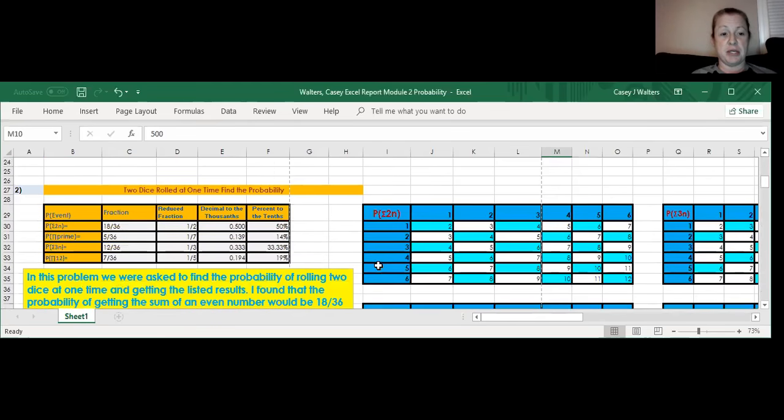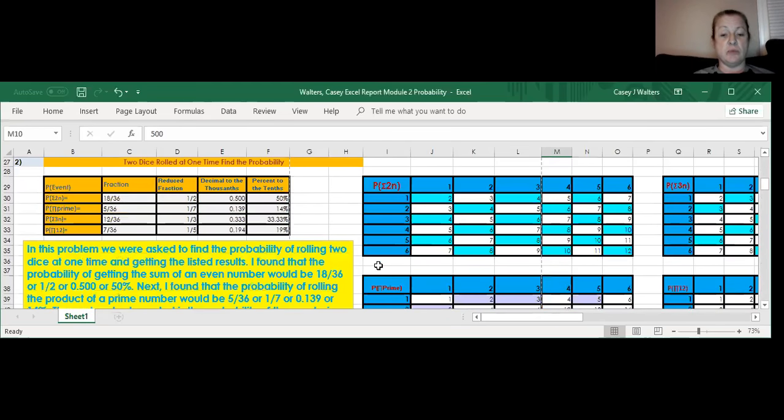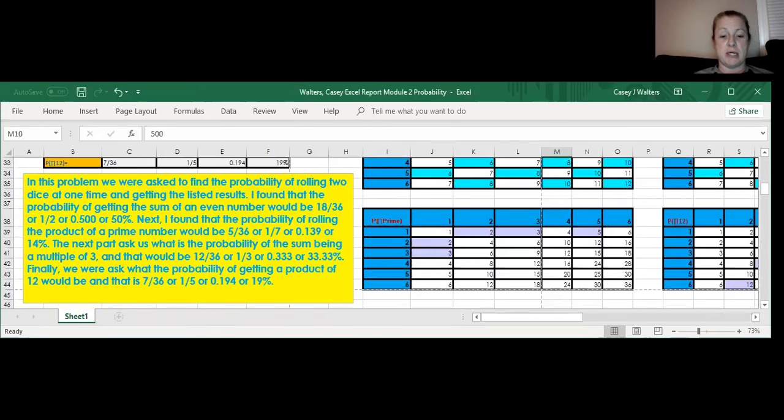Okay, and then moving on down to number 2, it's probabilities on rolling a die. I've actually got the question down below here. I want to make sure that I say it correctly. But basically, in this problem we were asked to find the probability of rolling 2 dice at one time and getting the list of results.